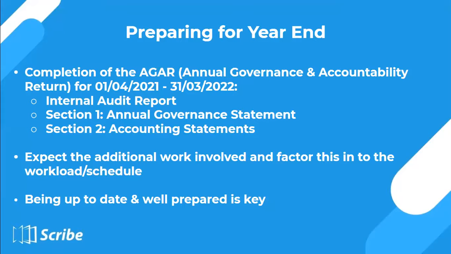I think it's important to expect the additional workload involved in completing the AGAR, and if possible, to factor it into your workload or your schedule. I appreciate this is often difficult, especially when you're a clerk working alone on a part-time basis, where there often isn't enough hours as it is. If you can, putting aside some specific time to dedicate to the work involved in the year-end process should help. If possible, allocating some time from now until the 31st of March to prepare your accounts for year-end should pay dividends once in April. Being up to date and well prepared is key, and we can look at how to do that in more detail now.